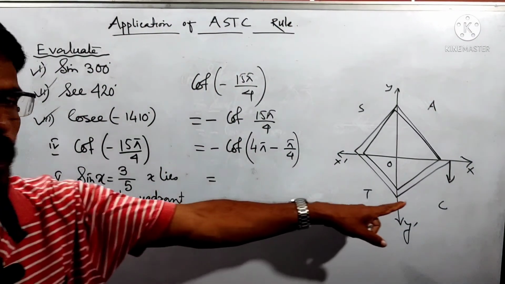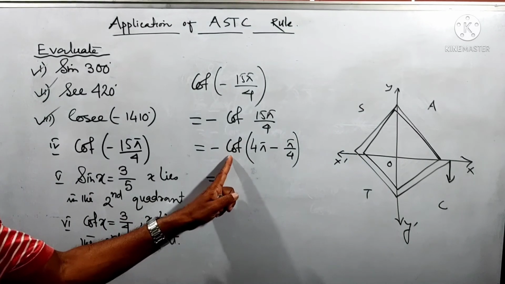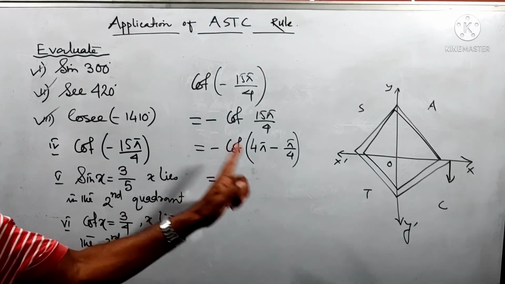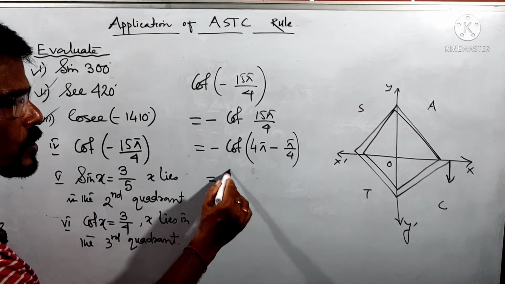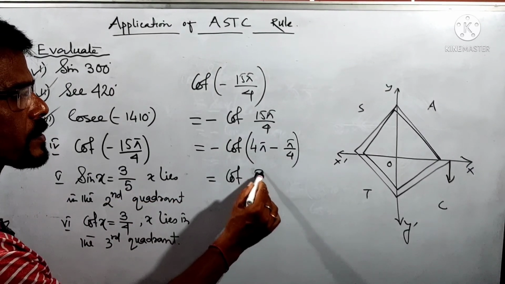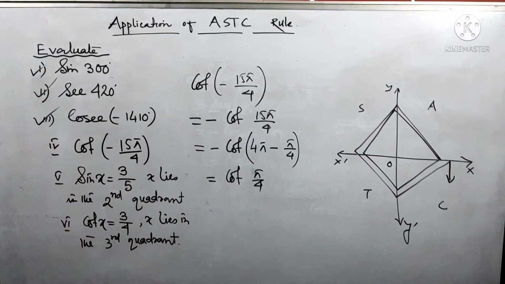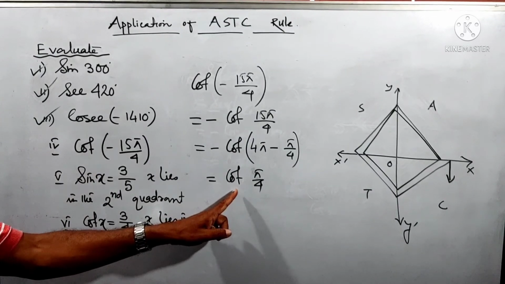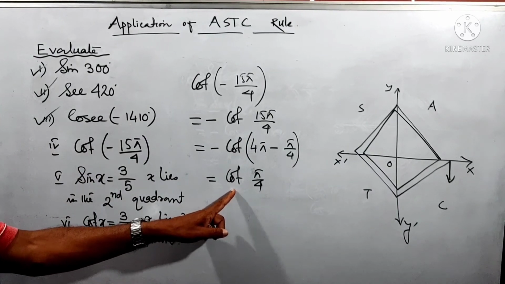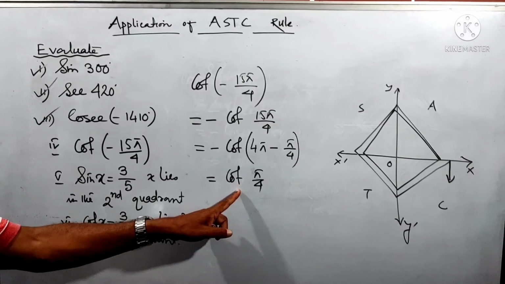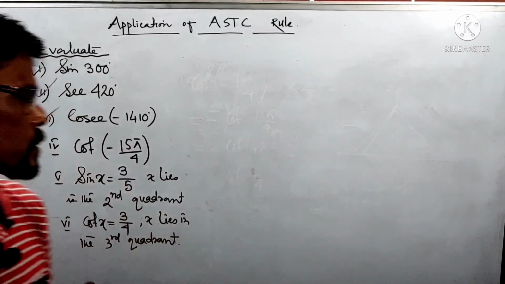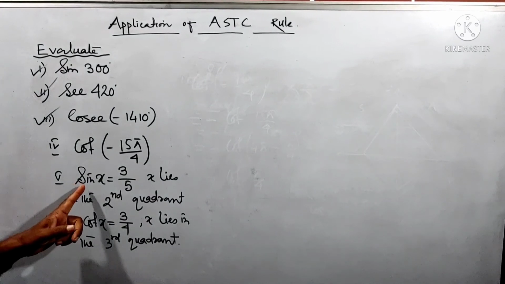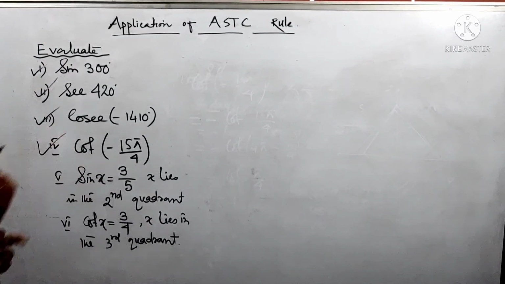In the fourth quadrant, cos is positive, since here is cot, that will be negative. So that negative and negative, ultimately the result will be positive. So it becomes cot pi by 4. And you know cot pi by 4 is the opposite of tan pi by 4. Tan 45 is 1, so cot 45 is 1 by 1. Ultimately the result is 1.